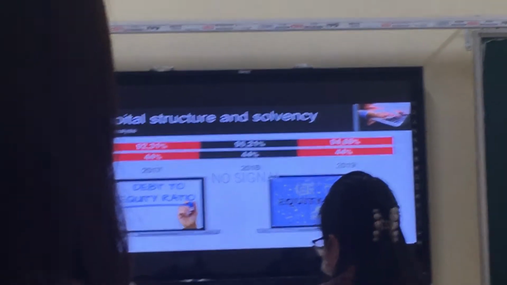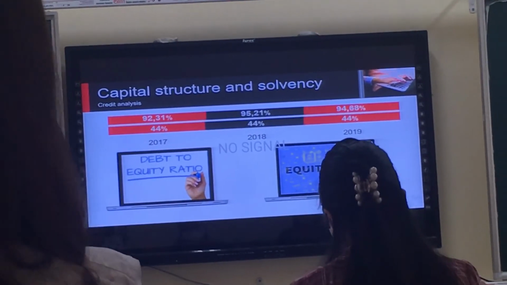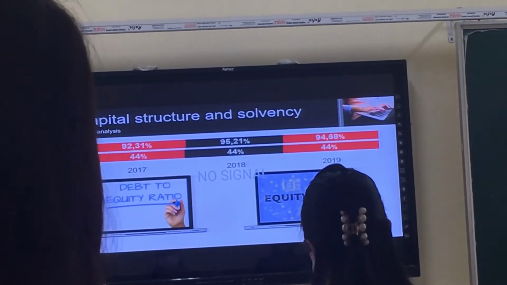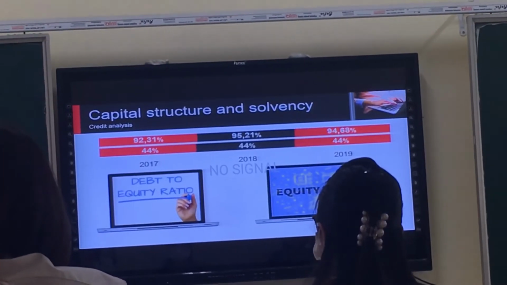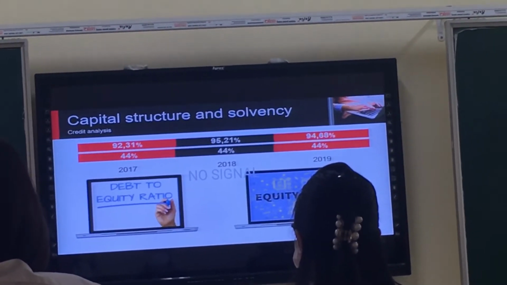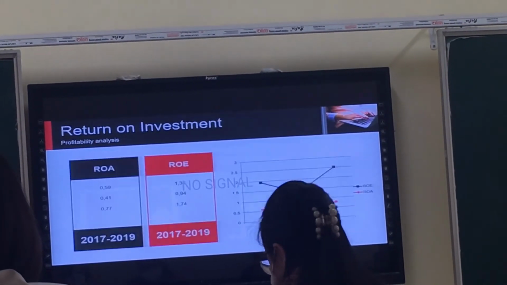And for the capital structure and solvency, this indicator shows that most of our assets, and 44% of the assets, are owned by the shareholders.